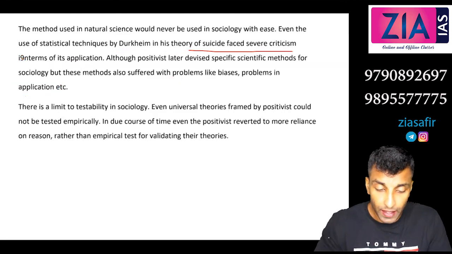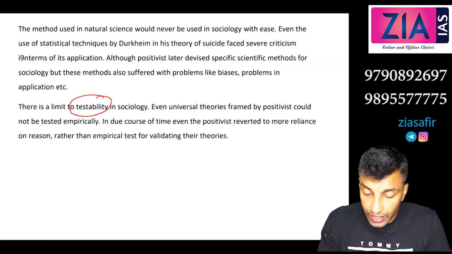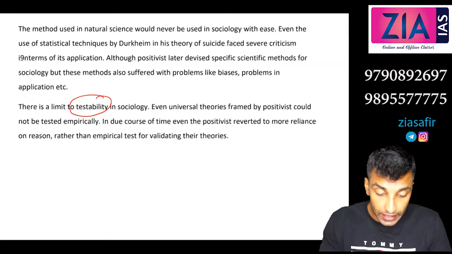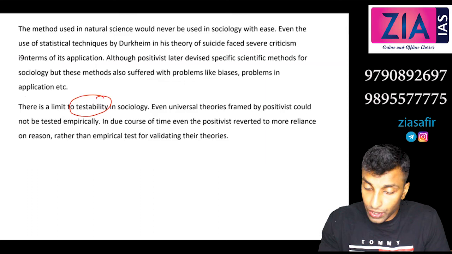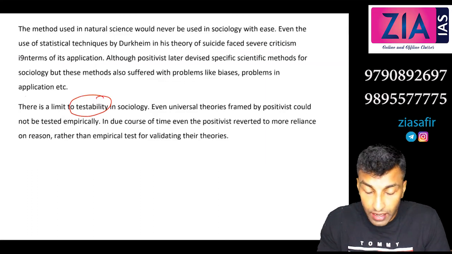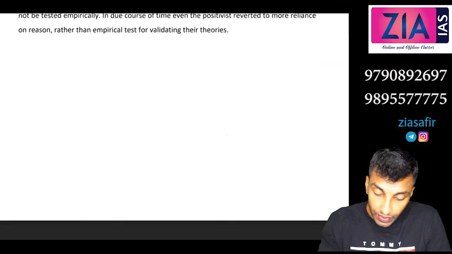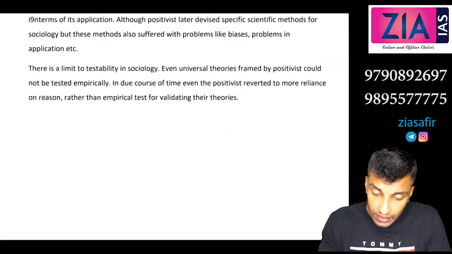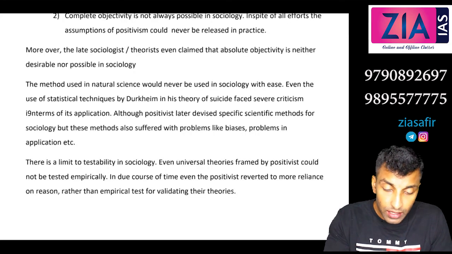We will see that. There is a limit to testability in sociology. Even universal theories framed by positivists could not be tested empirically. In due course of time, even the positivists reverted to more reliance on reason rather than empirical tests for validating their theories. Okay, so these are the criticisms of positivism. So we basically talked about these elements. Just need to remember this.